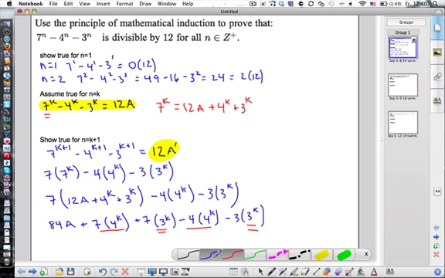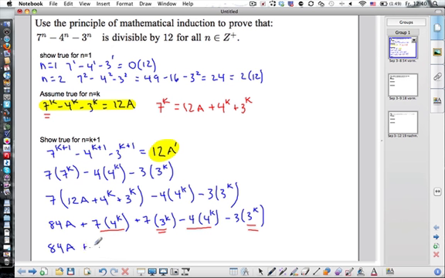So if we put all those things together, we get 84a, 7 4 to the k minus 4 4 to the k is 3 4 to the k. And then putting these 3 to the k's together, I get 7 minus 3, which is 4 3 to the k. Alright, so now we know the 84a is divisible by 12, but the question is are these pieces divisible by 12? And this is actually a pretty tough next step here.